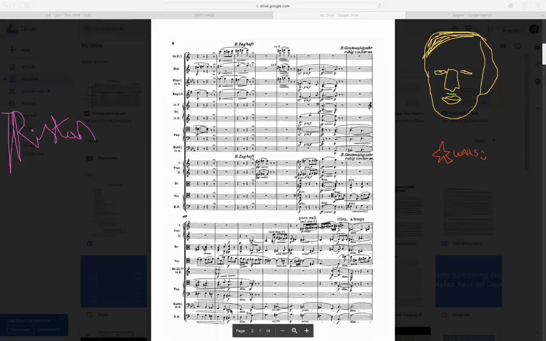In that cello part, in the second system, hang on, can I annotate? You can. There, oh yes, here.